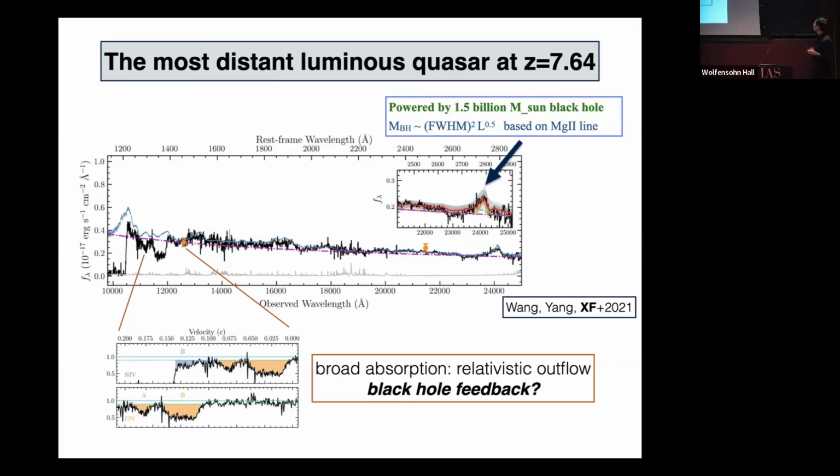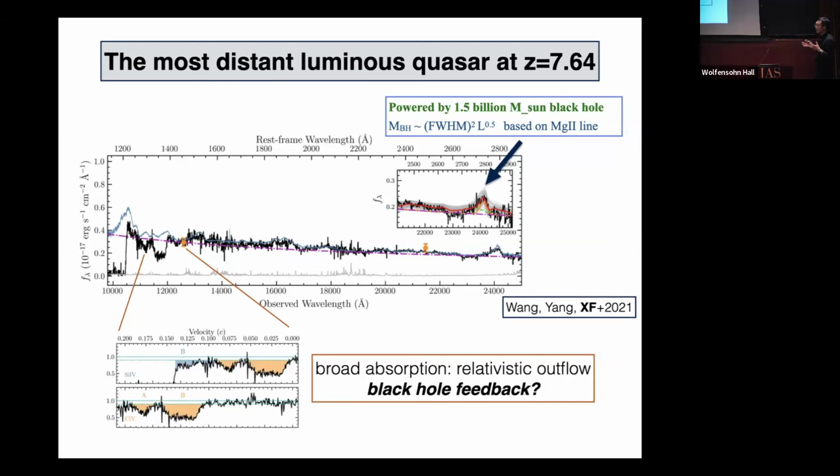I want to point out two interesting features of this spectrum. This is a magnesium-2 emission line of the quasar. We use this to estimate the black hole mass. The way to do that is, since this broad line region is well within the sphere of influence of the black hole, where the black hole gravity dominates, we can regard the line width to be sort of the gravitational velocity. So you have v squared there.